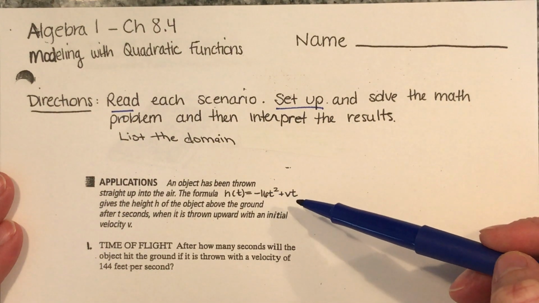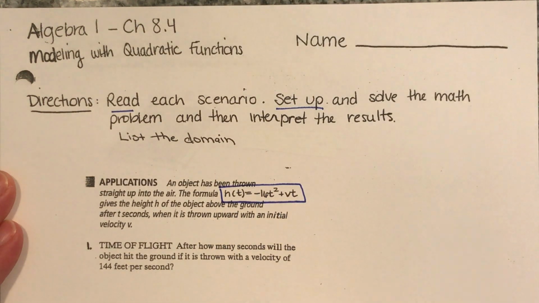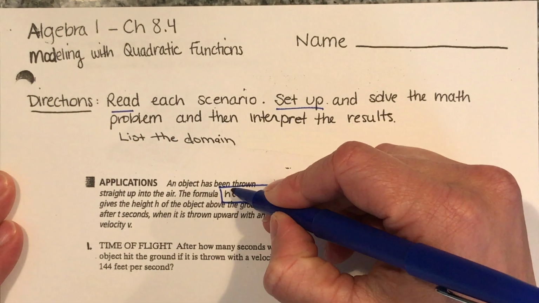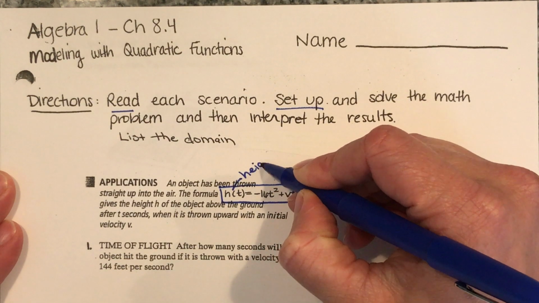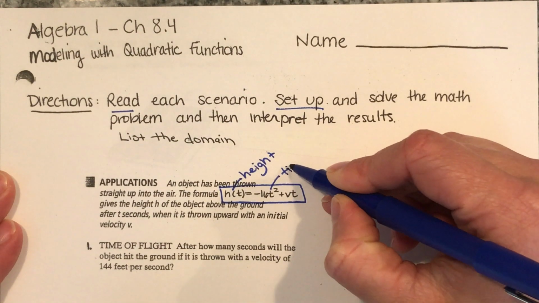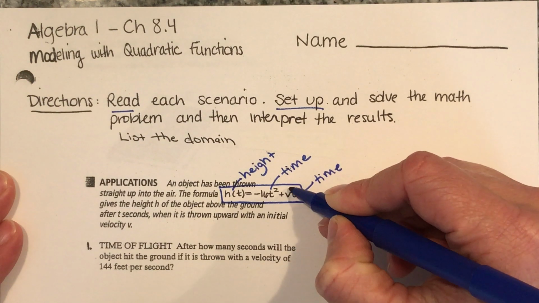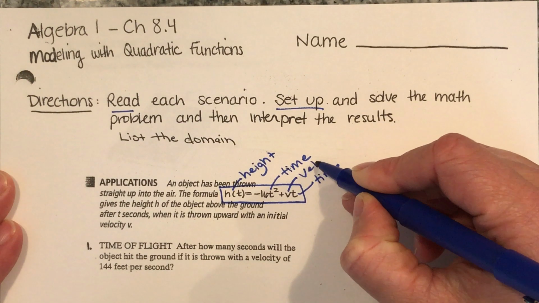So an object has been thrown straight up in the air. The formula h of t equals negative 16t squared plus vt gives the height of the object above the ground after t seconds when it's thrown upward with an initial velocity v. So h of t is height. t by itself is time. And v stands for velocity.